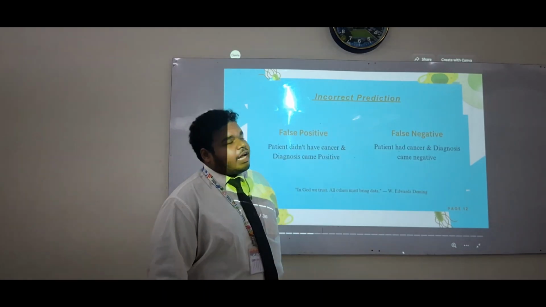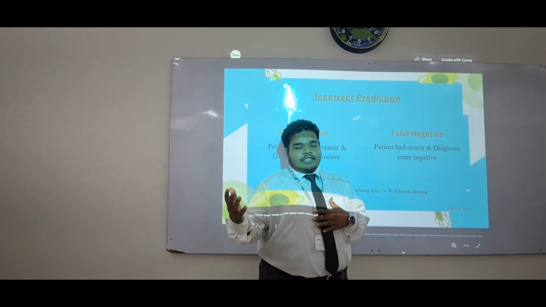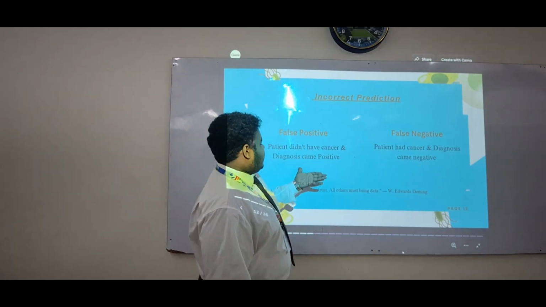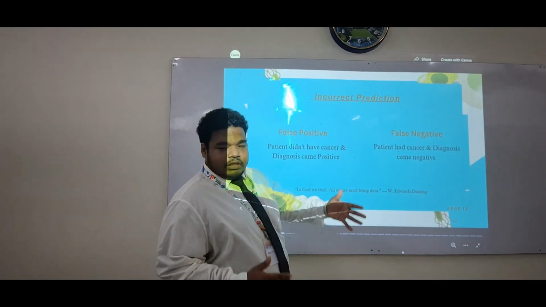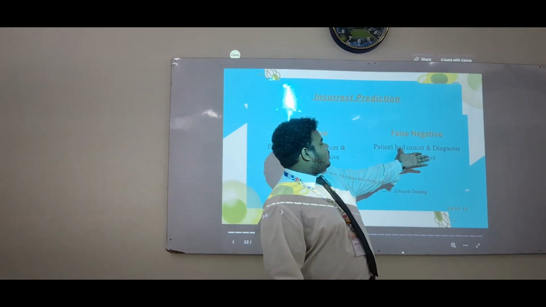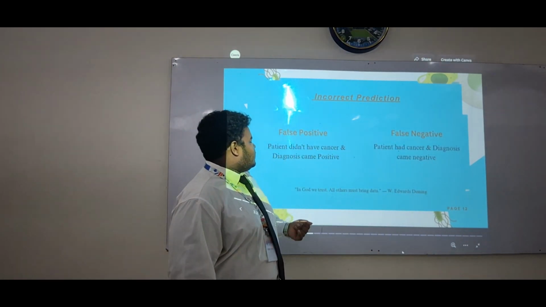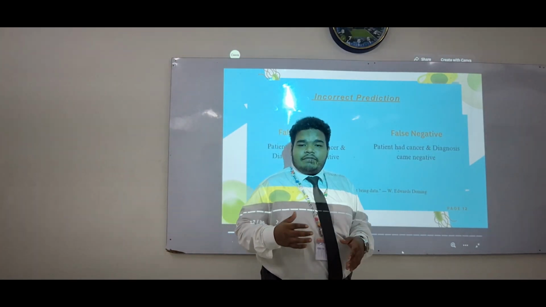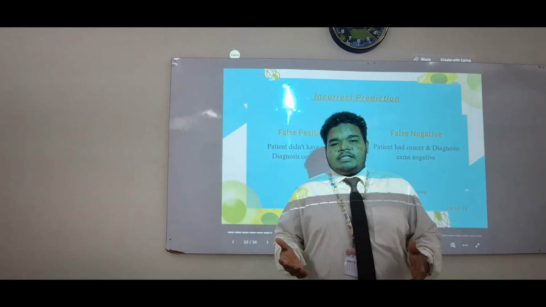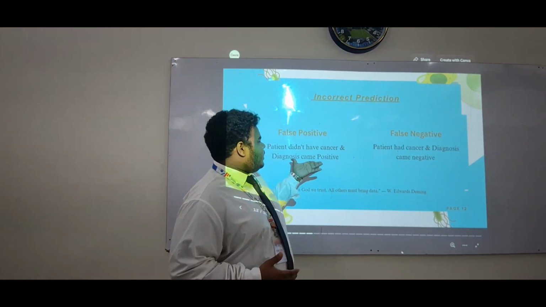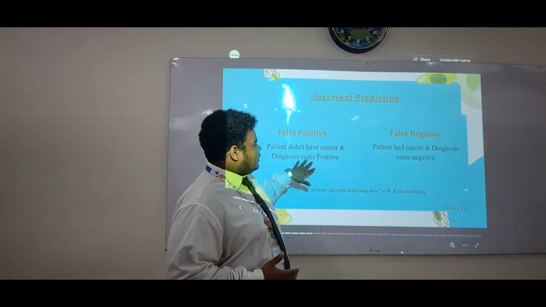Next, there is another scenario, that is incorrect prediction. Incorrect prediction also has two scenarios: false positive and false negative. False positive means the patient has no cancer, but the machine came back positive. Positive, that means the patient is safe.